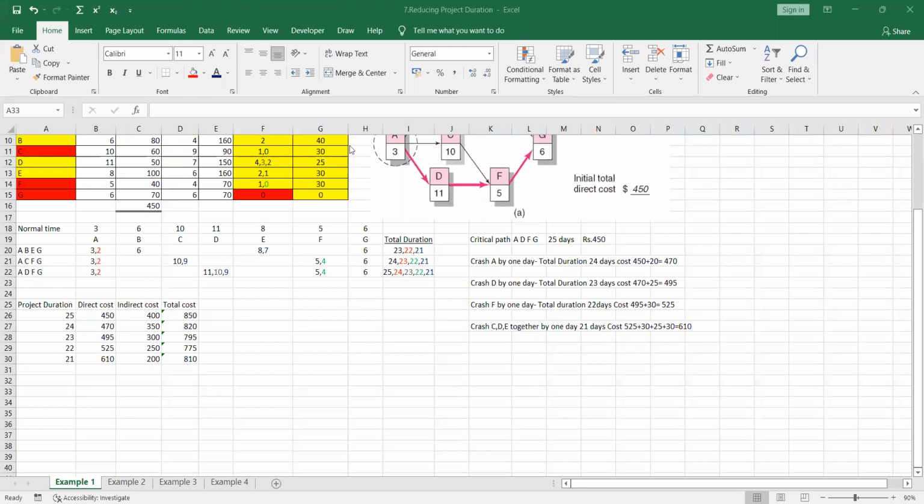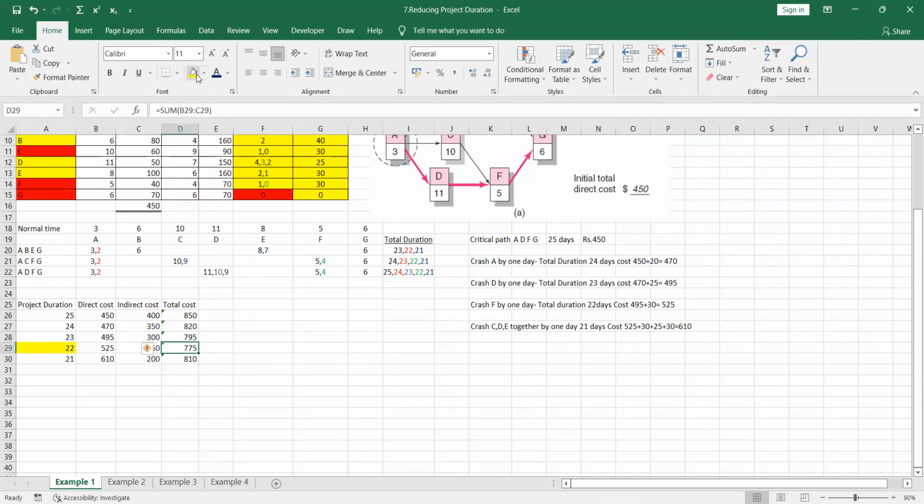Very good. It should be minimum cost. Optimum duration means you have to select the minimum cost, right? So optimum means you have to select the minimum cost where the total cost is minimum. So where is the place the total cost is minimum among this? Total cost is minimum at, very good. Total cost is minimum at 775. So this is the optimum project duration time.